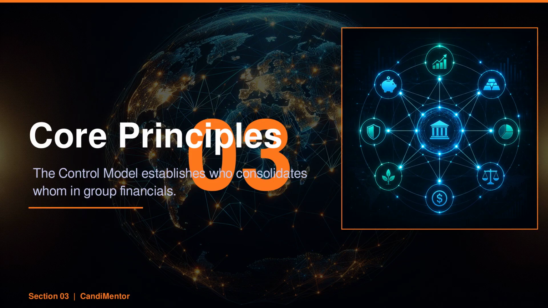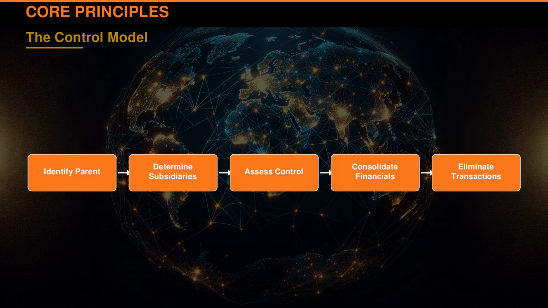Imagine a world where businesses could obscure their control over subsidiaries, leading to misleading financials. Indian Accounting Standard 110's control model eliminates this by defining clear steps to identify parent entities and consolidate subsidiaries. This ensures transparent financial reporting and shows true control over assets, safeguarding stakeholders' interests. The control model is the backbone of Indian Accounting Standard 110, ensuring accurate financial consolidation.